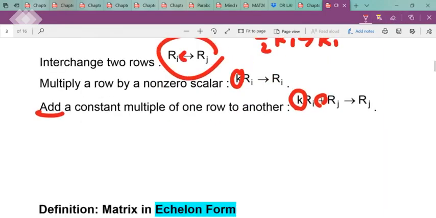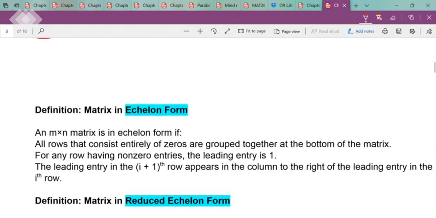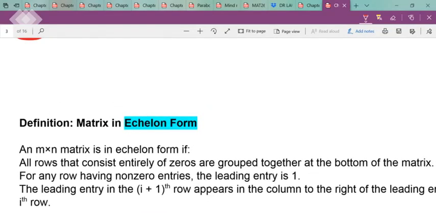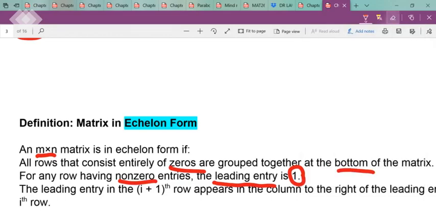So let us proceed. What is a matrix in echelon form and reduced echelon form? Now first of all, echelon form can be performed on any matrix, that's why I put m times n here. All rows that consist entirely of zeros are grouped together at the bottom of the matrix. For any rows having non-zero entries, the leading entry is always 1. Now, there are a few things that you need to highlight. First of all, the leading entry will be 1. After that, the leading entry of the next row will appear to the right. What does it mean? I will share with you later.